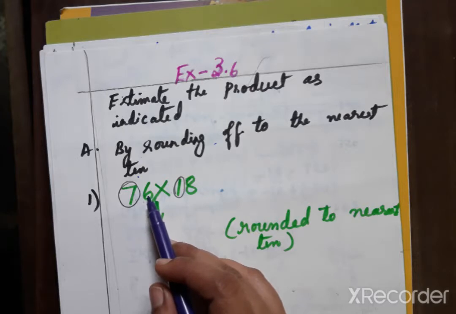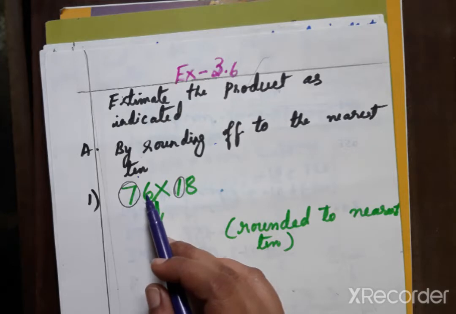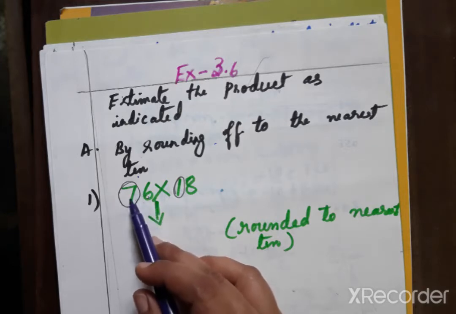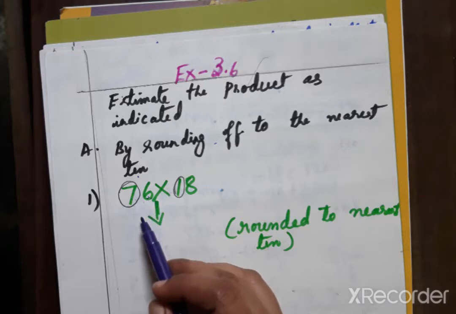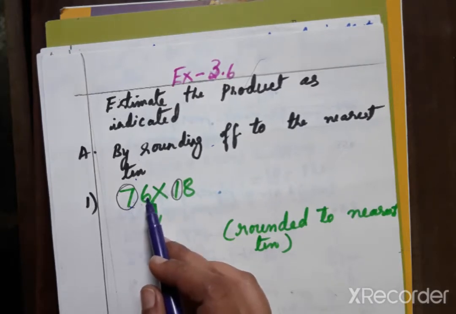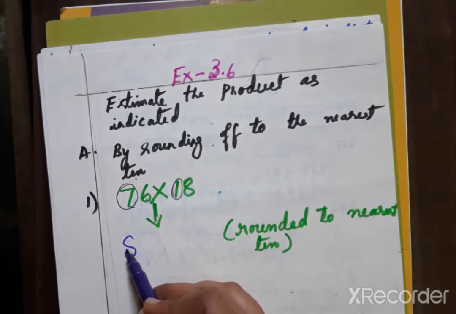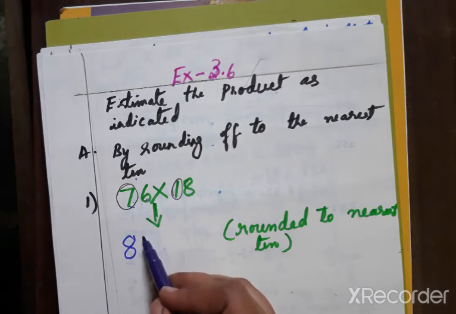6 is greater than 5, so 1 is added here. If it is less than 5, the front number stays the same as it is, and the ones digit becomes 0. Now we are rounding off 7, and 6 is greater than 5. So 7 will become 8, and the ones digit becomes 0.